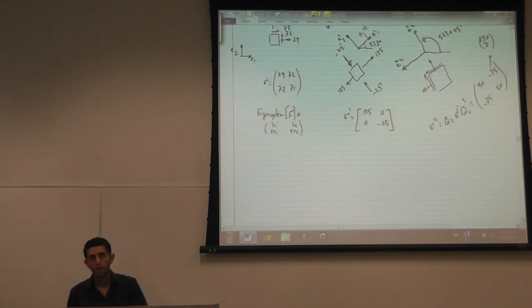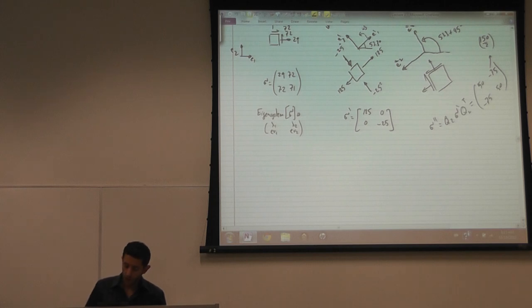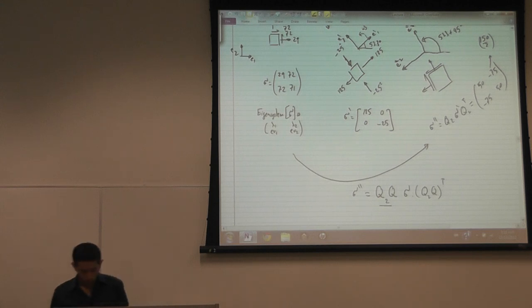Had you rotated it in the opposite way, you might get a positive 75, but I don't really care whether it's positive or negative. The thing to notice is that you could have obtained sigma double prime right away by simply multiplying Q2 times Q times sigma times Q transpose times Q2 transpose. And the order is very important. I'm using Q2 and then Q, not Q and then Q2.